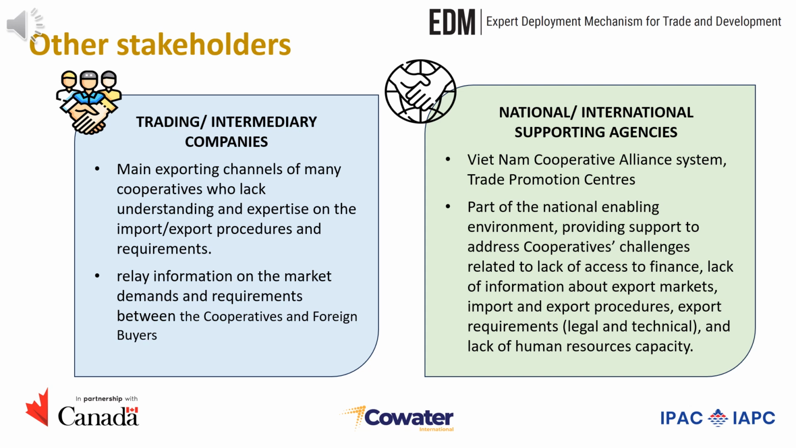The last group covers the national and international supporting agencies, such as the several institutes under the Vietnam Cooperative Alliance System and trade promotion centers. These institutions are part of the national enabling environment and are important in addressing the cooperative's challenges related to lack of access to finance, lack of information about export markets, lack of information about import and export procedures, lack of information about export requirements, legal and technical, and lack of human resources capacity. Therefore, cooperatives are encouraged to contact the national and international supporting agencies before, during, and after developing the export strategy to obtain insight and support.